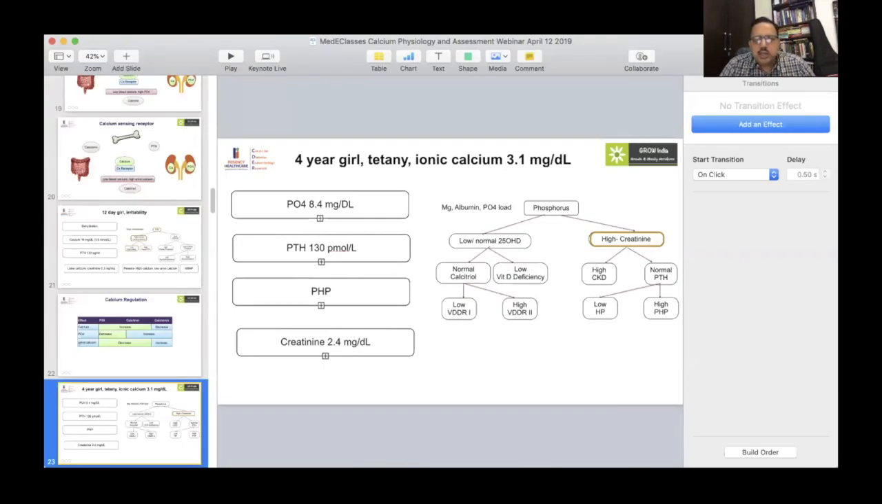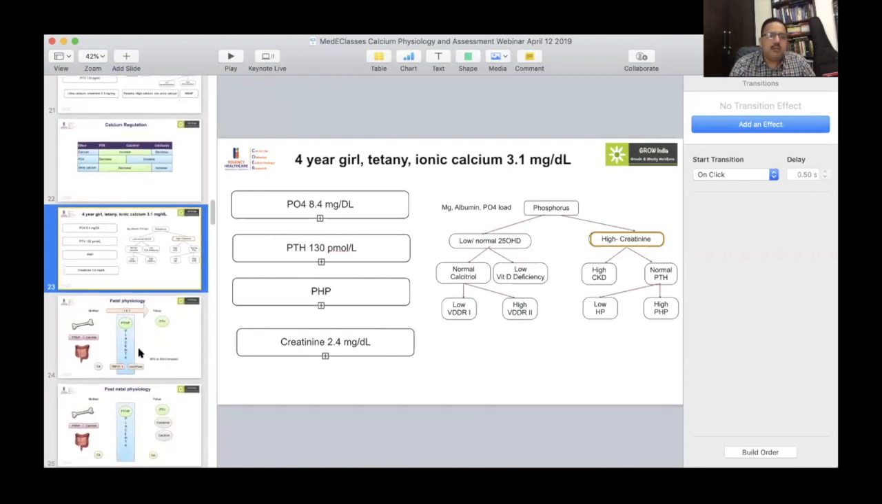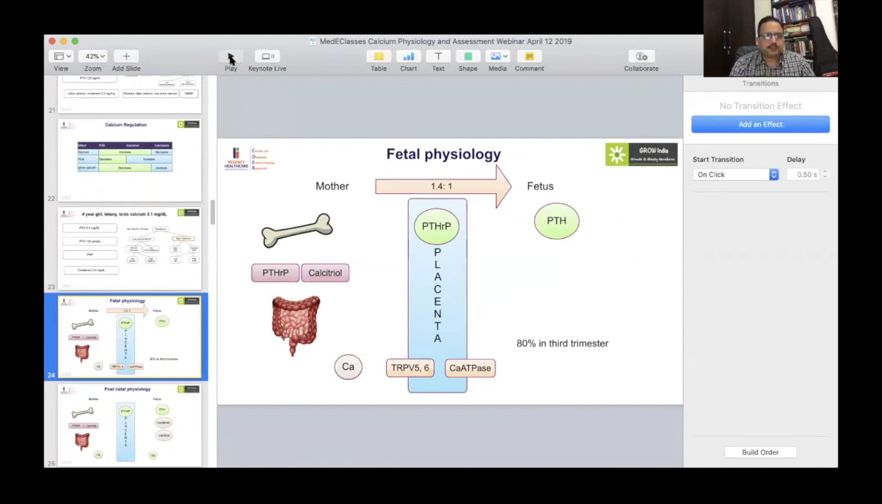So this is a situation in which we have to be very careful. Whenever you have hypocalcemia with hyperparathyroidism and high phosphorus, always rule out chronic kidney disease, because that is something which can really cause a situation like this and result in hypocalcemia. This is something which is extremely important to exclude.